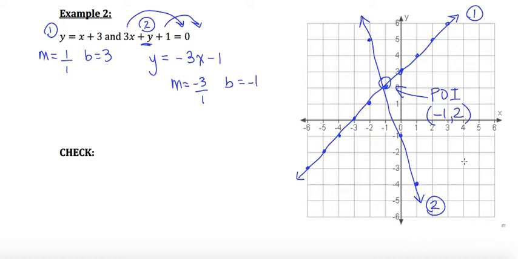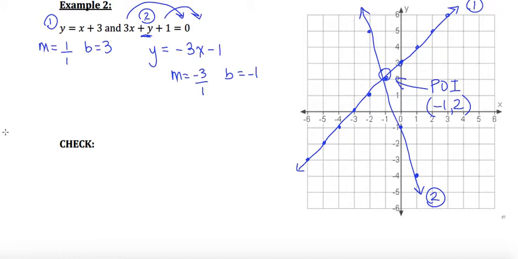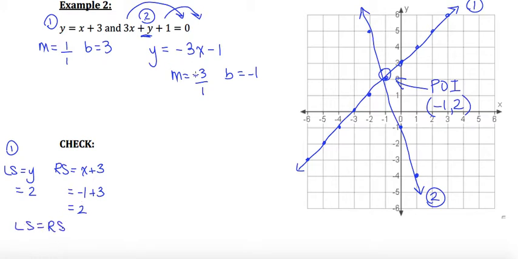So I'm going to check to make sure that I've done this correctly by doing my left side, right side check. So for equation number 1, my left side is equal to y. My right side is equal to x plus 3. So left side is 2. Right side is negative 1 plus 3, which is 2. Look at that. Excellent. So far, I'm on the right track.